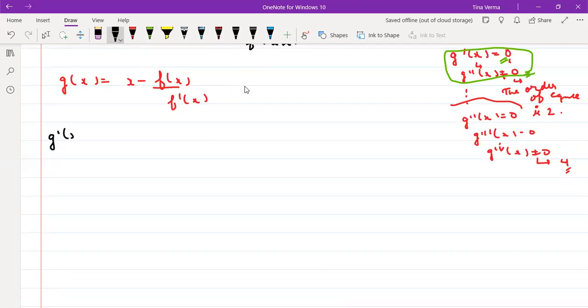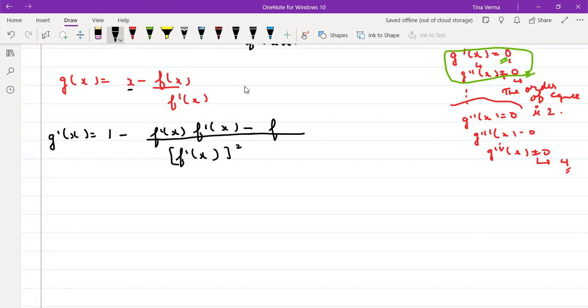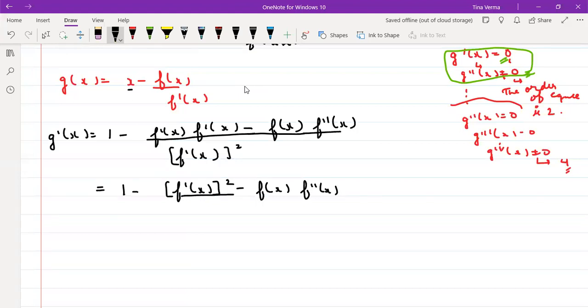When I want to find g dash x, the derivative of x is 1, right? This is the u upon v formula. So v square, v as it is, derivative of u, that is f dash x, minus u into derivative of v. U as it is, the derivative of v, that is f dash x, so its derivative will be f double dash x. So it is coming out to be 1 minus f dash x whole square minus f of x, f double dash x, divided by f dash x whole square.